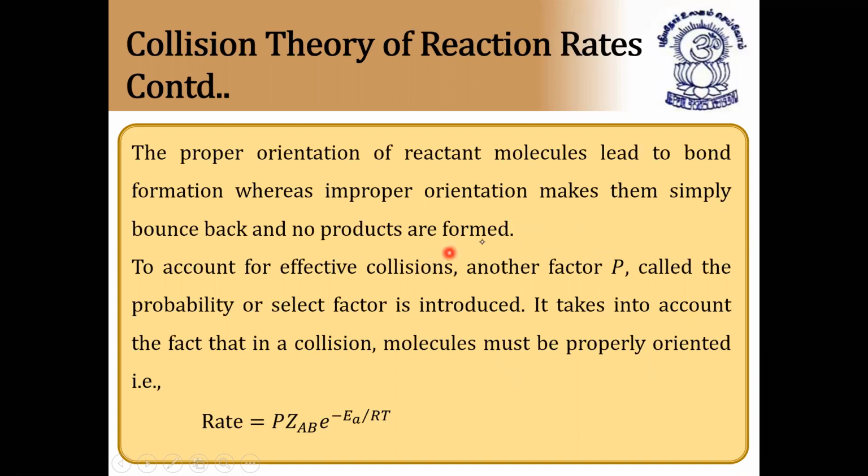The proper orientation of reactant molecules leads to bond formation, whereas improper orientation makes them simply bounce back and no products are formed. Here, what is important? To account for effective collisions, another factor P, called the probability or steric factor, is introduced. It takes into account the fact that in a collision, molecules must be properly oriented. That is, rate is equal to P into Z of AB into e power minus Ea by RT. So P is a new factor that is called probability factor.